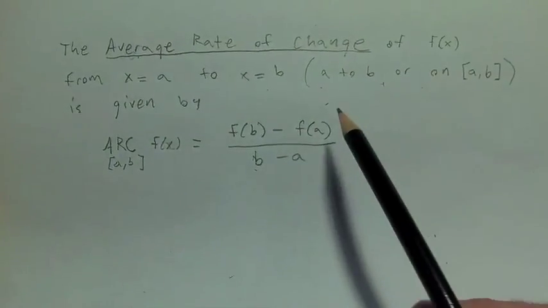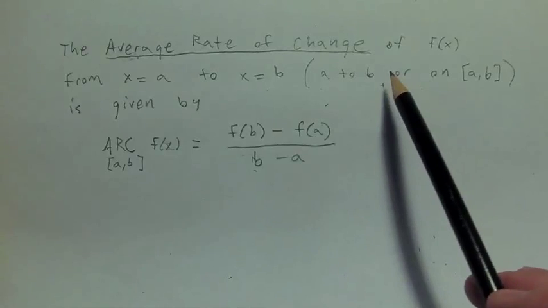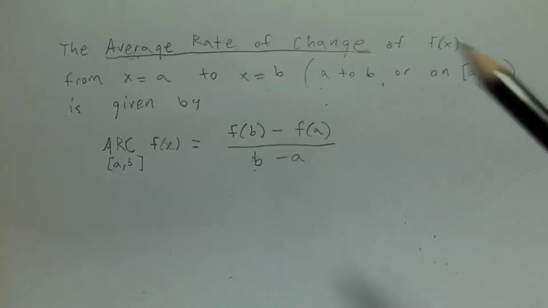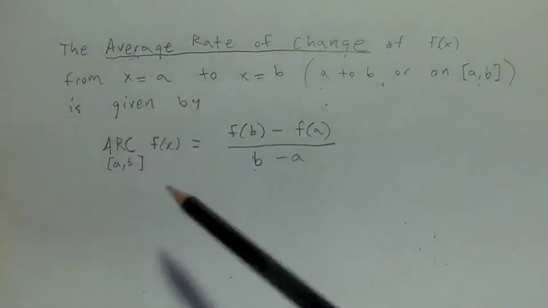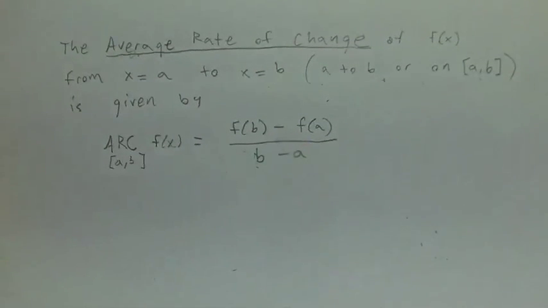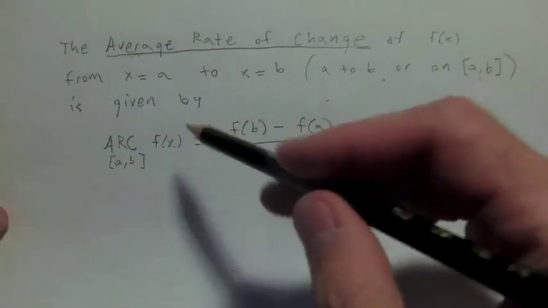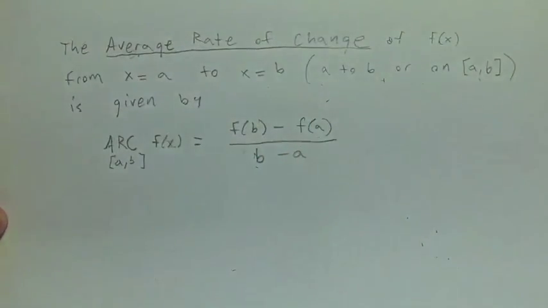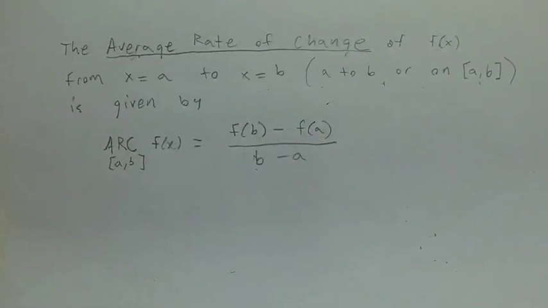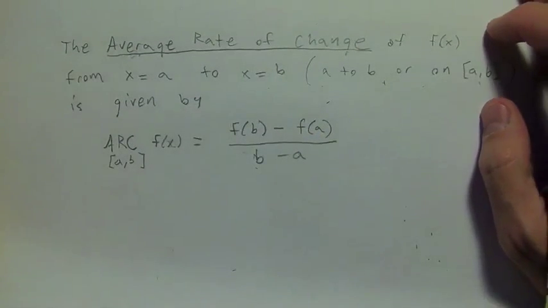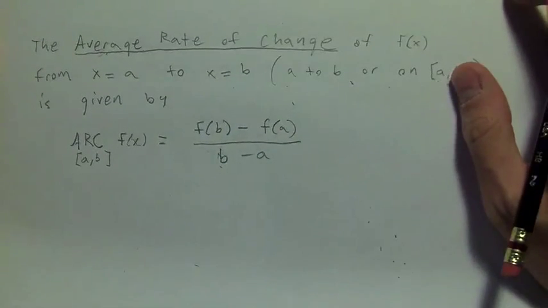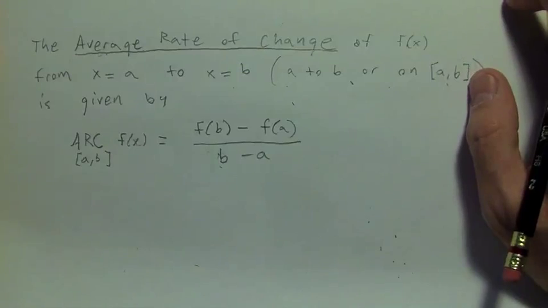b, and sometimes you'll hear me just say from a to b, or you'll actually say on the interval a to b, that's two other ways to say it, is given by this, and this is my made-up notation, but it's basically the average rate of change of f from a to b. And that just gives me something I can write, so I can say average rate of change equals f of b minus f of a all over b minus a.